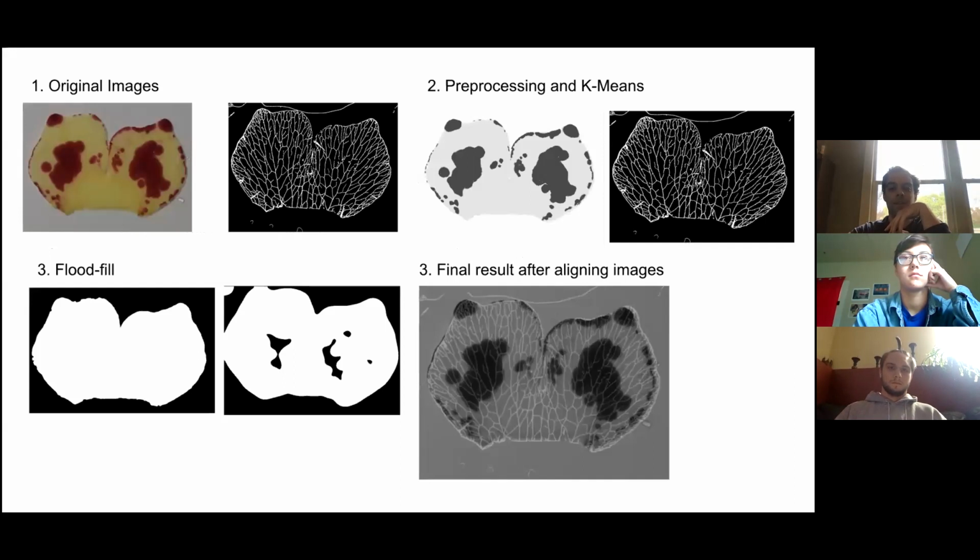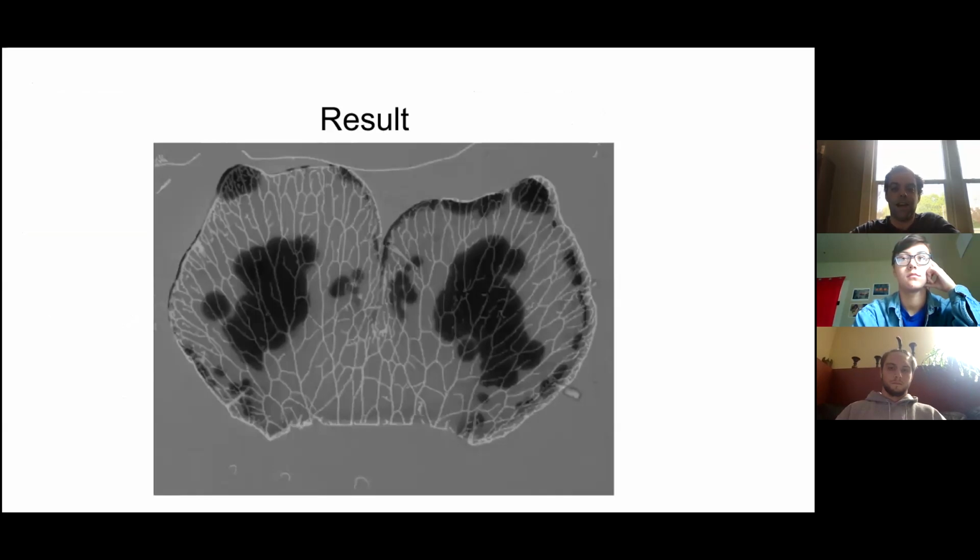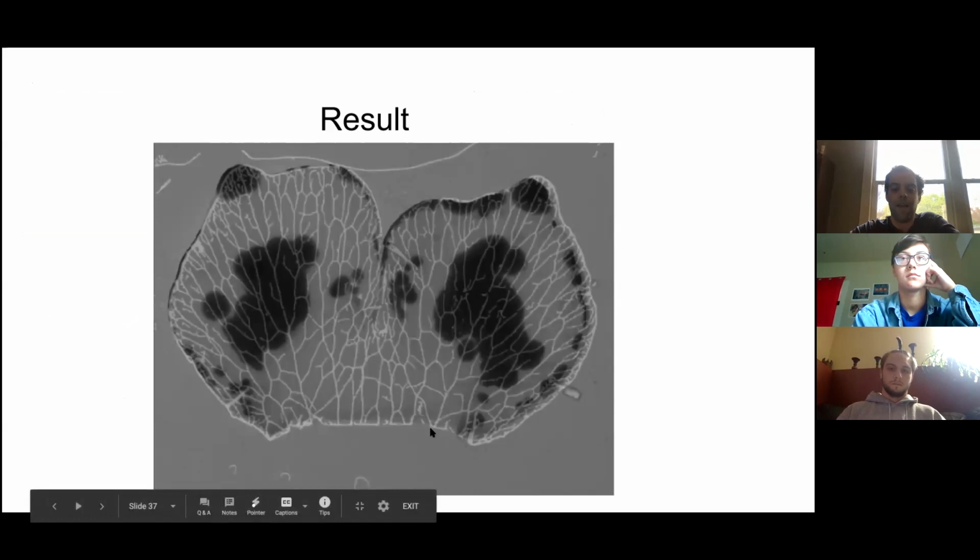in the same way. So then we get to our overall pipeline where we start with our original images. We pre-process and do the k-means clustering on our petal image. We flood fill them, and then finally, we translate and overlay them as such in the final result. The final result in a bigger image looks like this. As you can see, the veins map very well on top of the actual petal, and this is sufficient for our purposes.